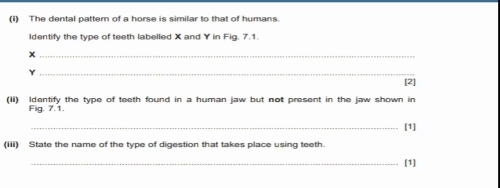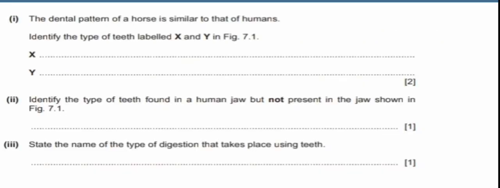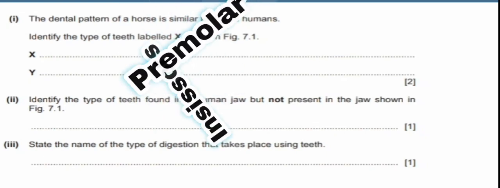Identify the type of teeth labeled X and Y. So the part labeled X, which is this one here, is called the premolar. Then the part labeled Y is called the incisors. So we can say X is the premolar, then Y is the incisors.